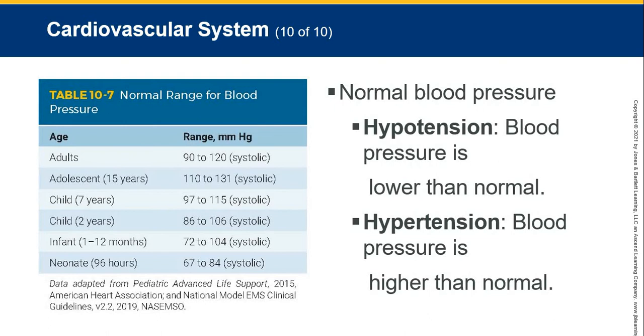Now on children, the respiratory rate and the pulse rate are higher, but the blood pressures are low. They don't have as much body mass to pump through, so they don't have as many blood vessels. They don't have as many capillaries. It doesn't have to be quite so high.